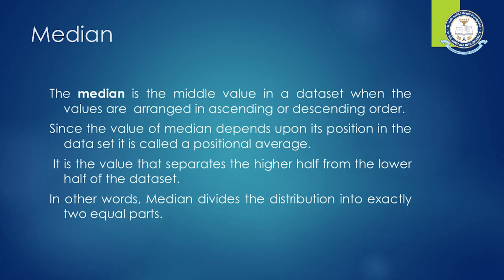Median is also known as a positional average, because we identify the average based on its position in the data set. The median is the middle value in a data set when the values are arranged in ascending or descending order. Since the value of median depends upon its position, as I have already pointed out, it is known as a positional average. It is the value which separates the higher half of the data set from the lower half of the data set. In other words, median divides the distribution into exactly 2 equal parts.